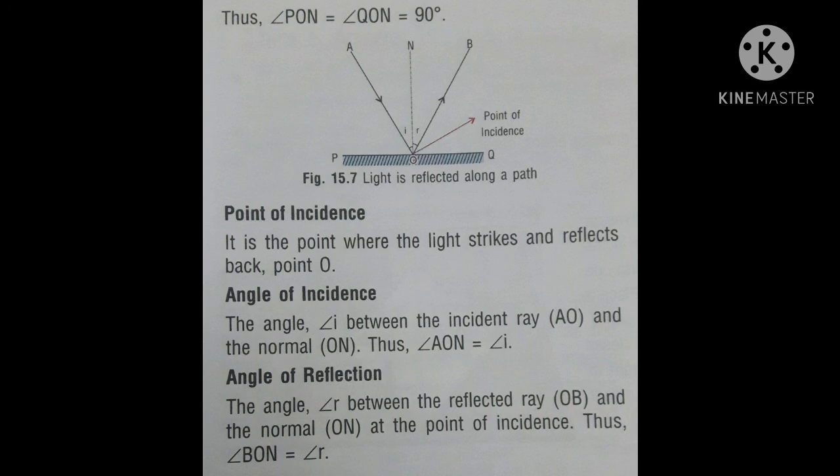Angle of incidence: the angle, small i, between the incident ray and the normal. This is called the angle of incidence. Here the angle is angle AON. This is angle i. Angle of reflection: the angle, small r, between the reflected ray and the normal at the point of incidence. In the figure, angle BON is the angle of reflection.